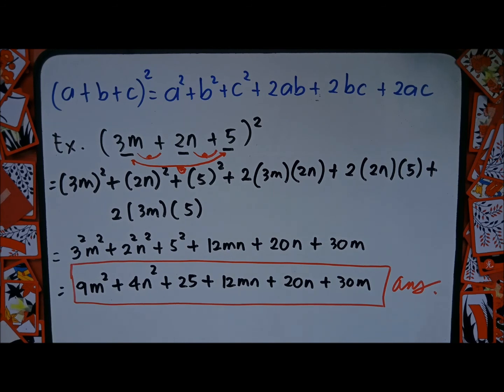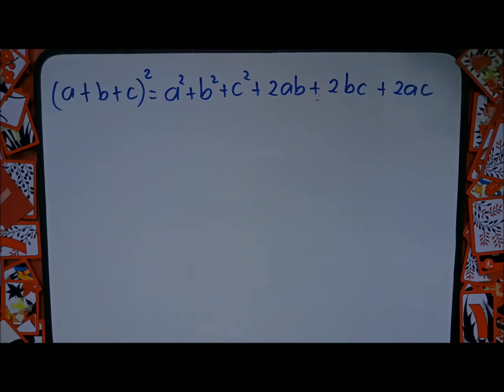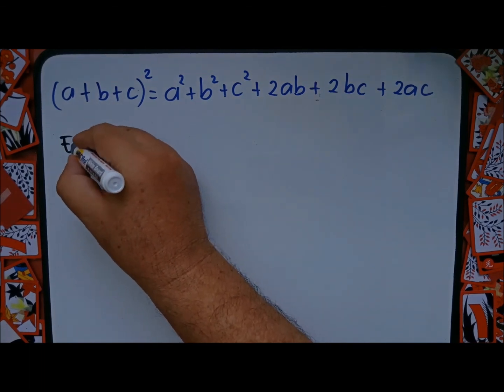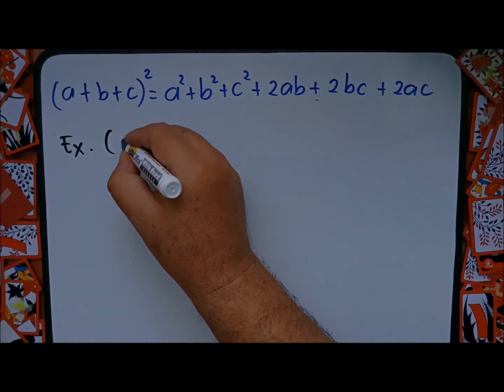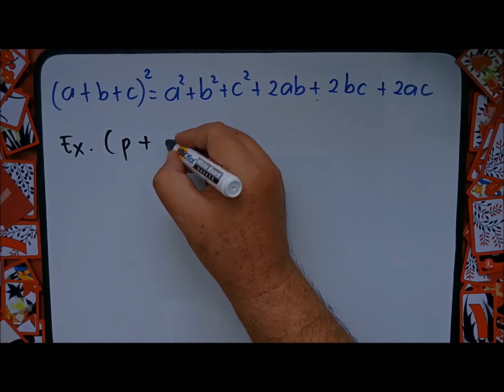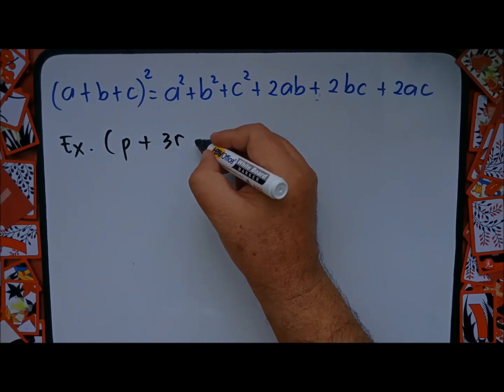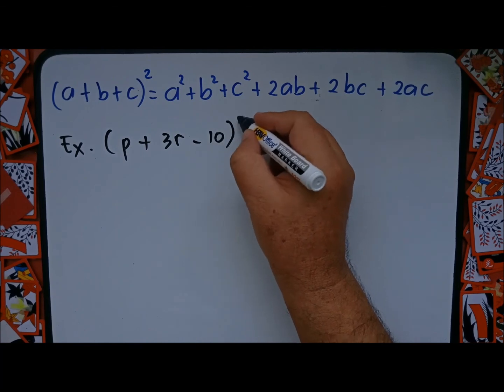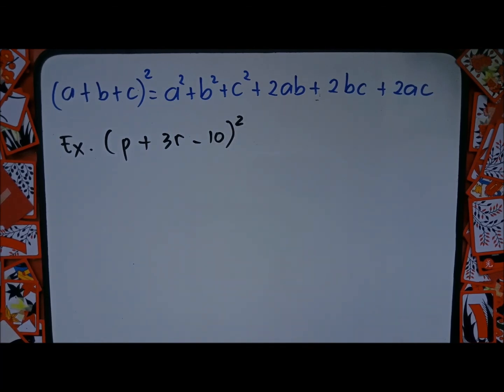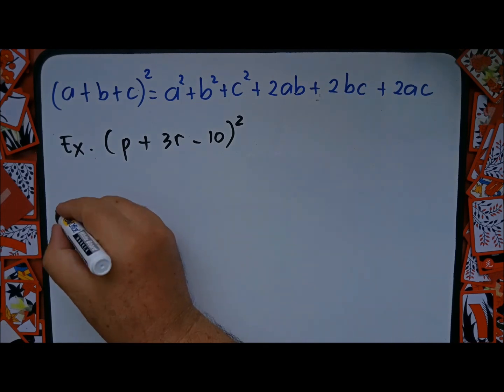Okay, so question? Okay, so next, let's take another sample. Let's take sample number 2. P plus 3R minus 10, squared. Okay, now, how will you solve this?